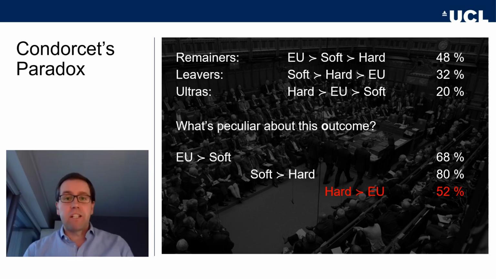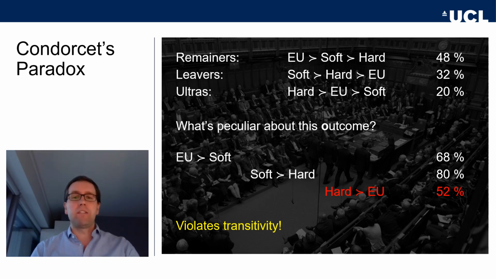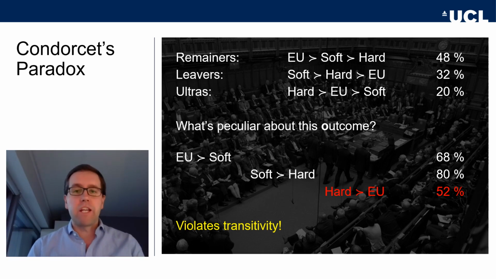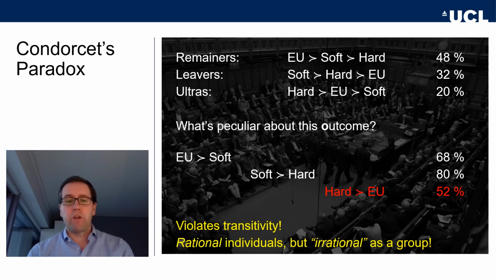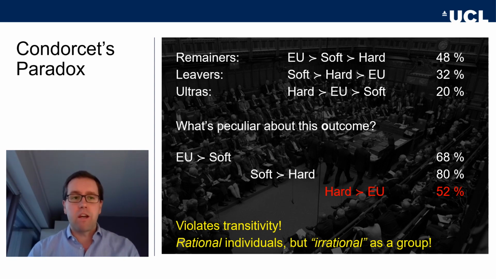But of course, this is the violation of transitivity that we talked about before. Individually, all of these three groups, Remainers, Leavers, and ultras, have perfectly normal, rational preference orderings. It's not wrong to say you prefer EU over soft over hard, or soft over hard over EU, or hard over EU over soft. These are possible preference orderings, and there were many more given that there were many other options. So individually, these people are not crazy, but taken as a group, we are irrational. It is impossible to make a decision. We end up in this kind of situation. So rational individuals, but irrational as a group, exactly as the Condorcet paradox predicts.